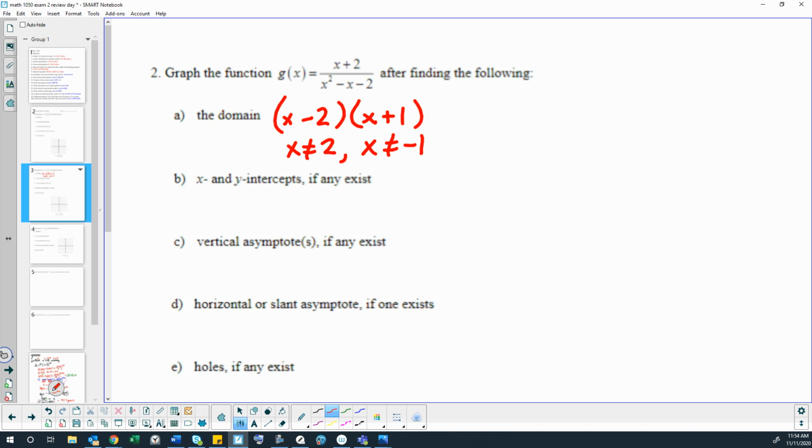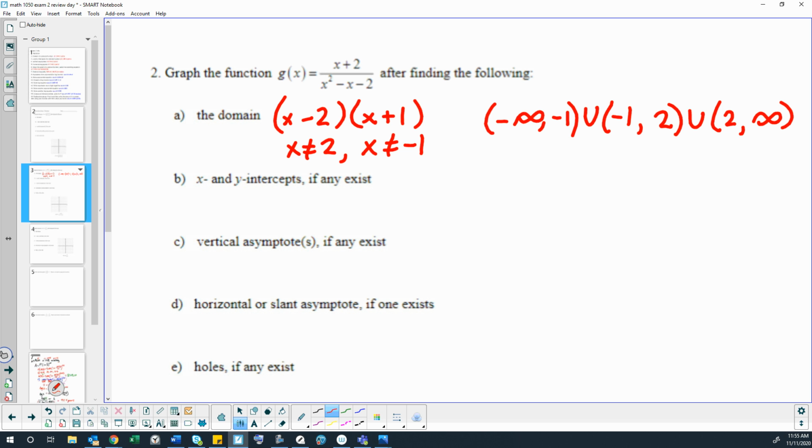That's kind of the shortcut way I taught you to do domain, but there's the official interval notation way, which would look more like this. -infinity to -1, -1 to 2, and 2 to infinity, which tells us there are gaps in our domain where those asymptotes are. Right? And the parentheses tell us that they don't exist. If it was brackets, then there would be no point in doing that because brackets include everything.